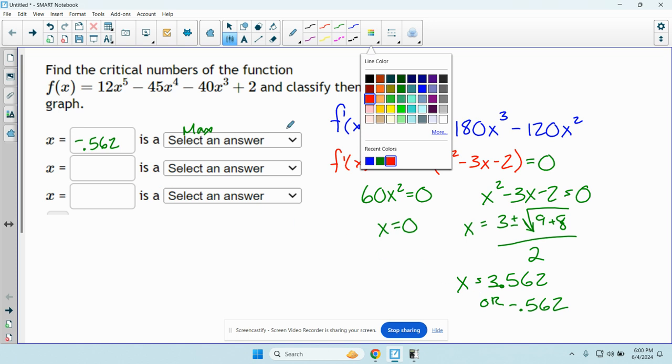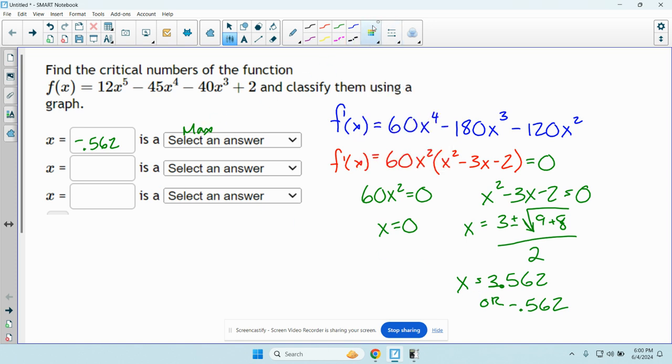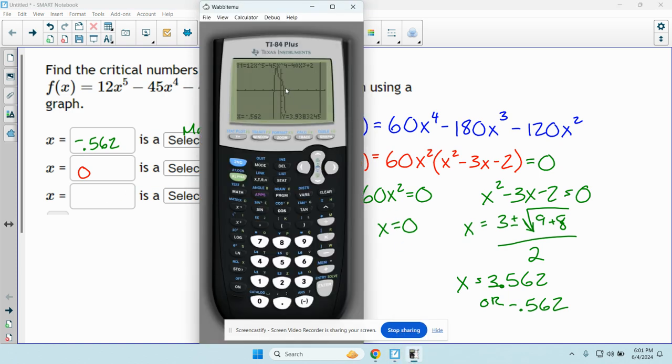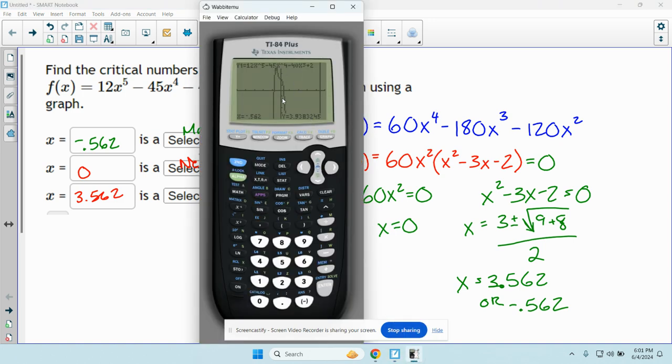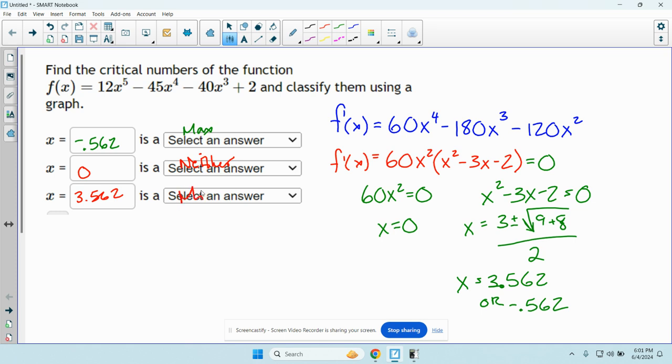And what's the next one? We have 0. We can look at 0 here, and you'll notice that at 0, it's not a max or a min, so this is neither. And at 3.562, if you look at the graph, that's how we saw the graph was going down very, very far and then coming back up. So we can safely assume that that's going to be a minimum.